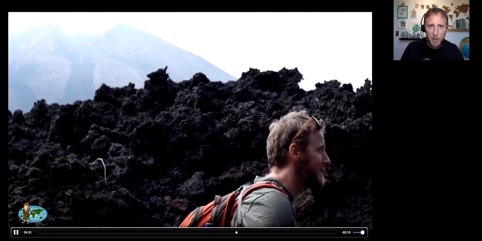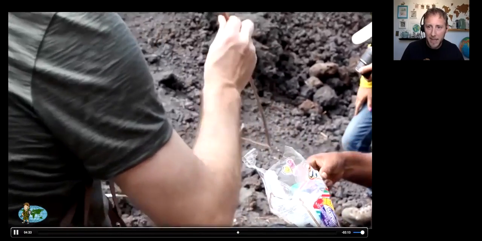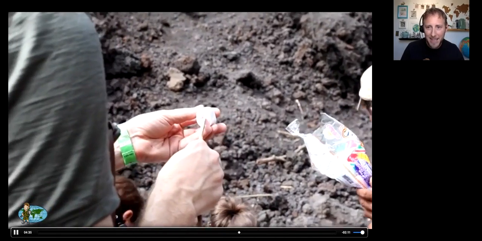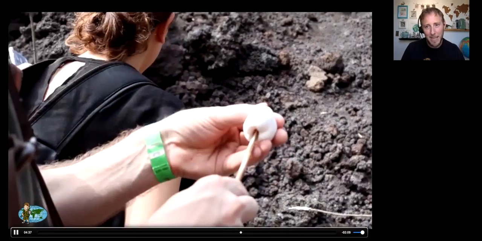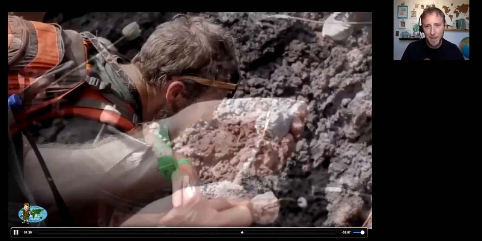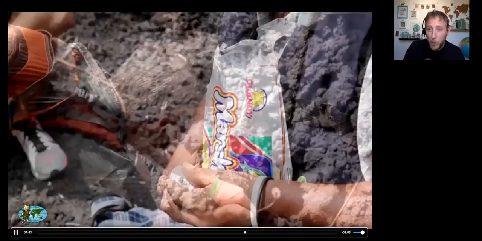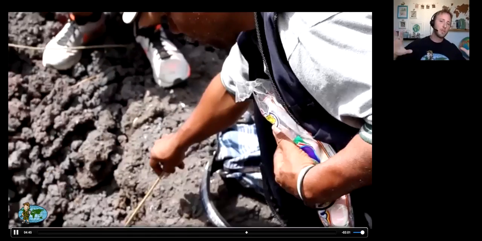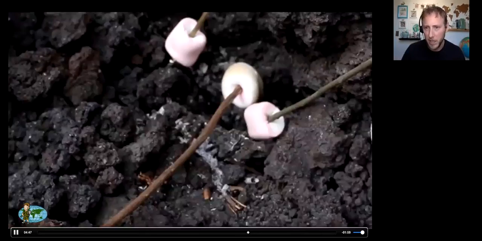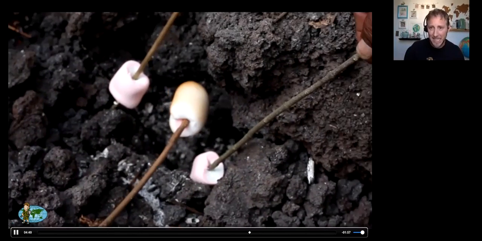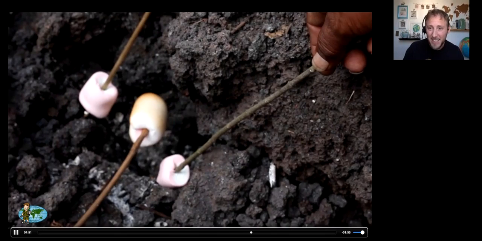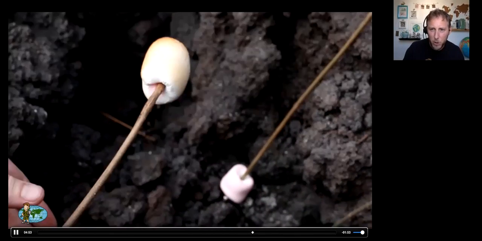Does everyone remember those little sticks that our guide cut up? Well, if you guessed that we were going to use them to heat up marshmallows, you would be correct. And guess what, guys? This is lava from 2010. Now, this was from my expedition here last year in 2016. So this is 6-year-old lava that's still heating up marshmallows. How cool is that?